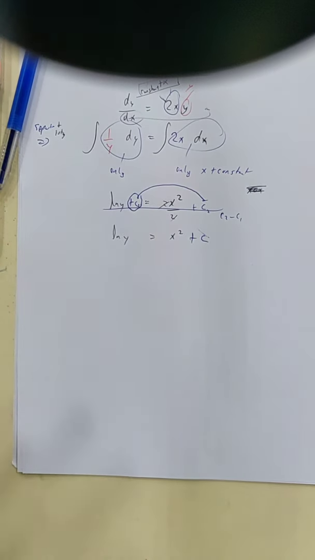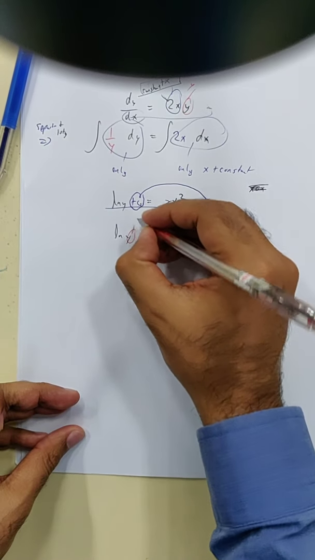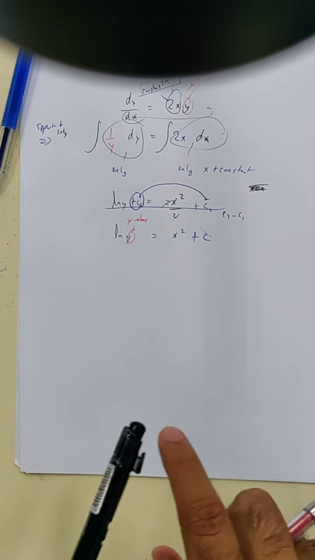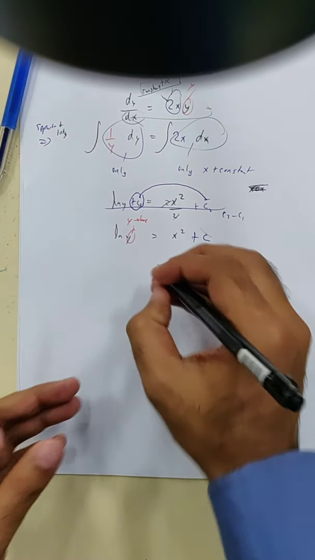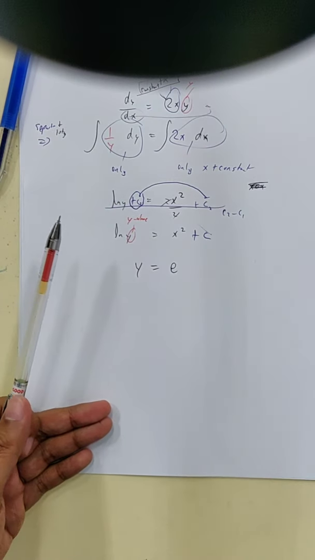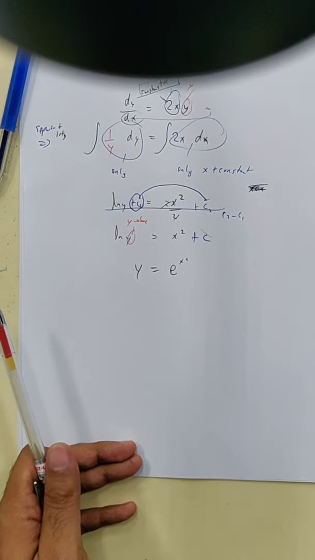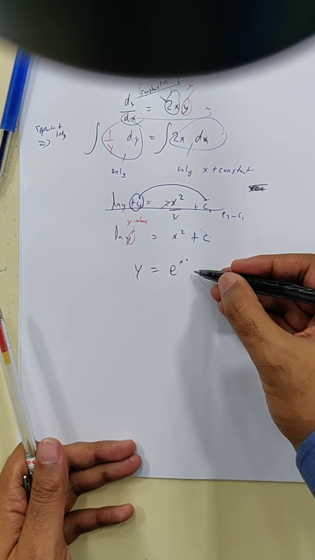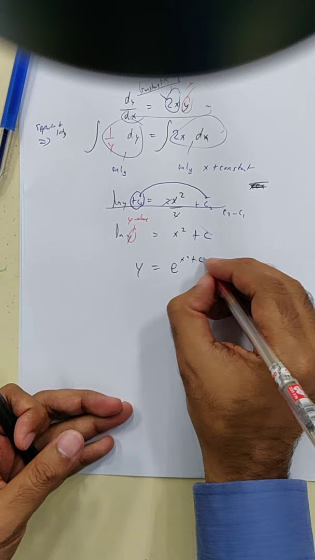Once we reach here, there are many ways to continue. We want our y to be alone. But right now there's ln. How do we make ln disappear? Exponentiate both sides. So here becomes y. What happens to the right side? Exponent of what? Exponent of x squared plus C. Down or power up? Power up. Everything gets power up.